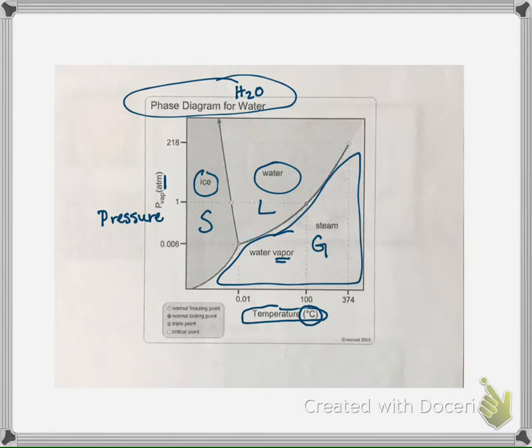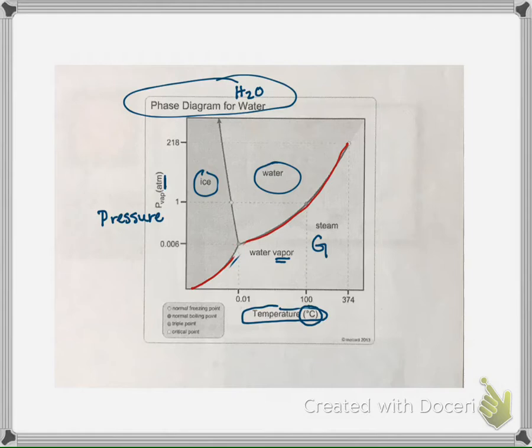All right, now, what you need to understand when you're looking at this graph is that each one of these lines is representing a phase change. Remember we talked about the 6 phase changes: condensation, vaporization, freezing, all of those, okay? We see those going on here.